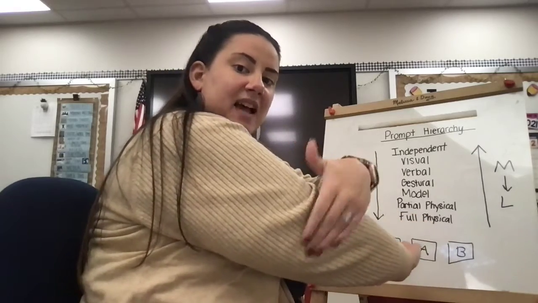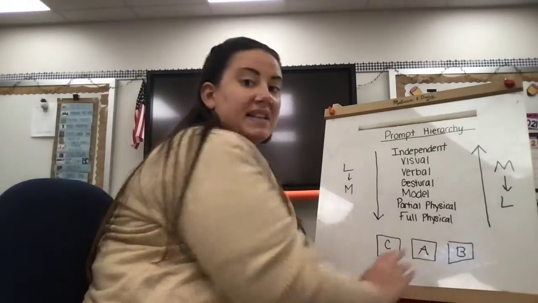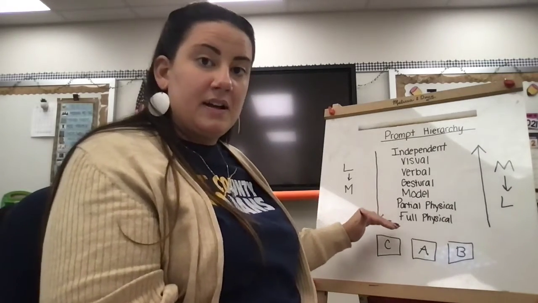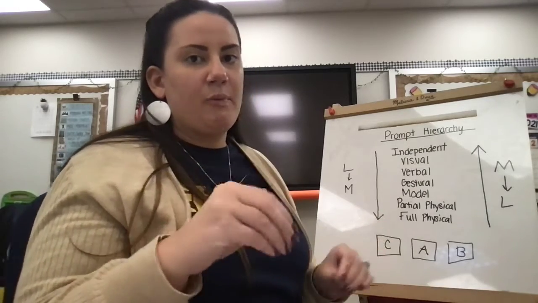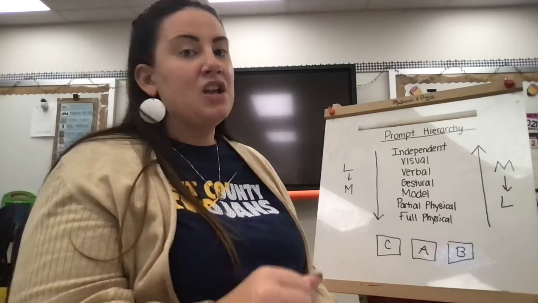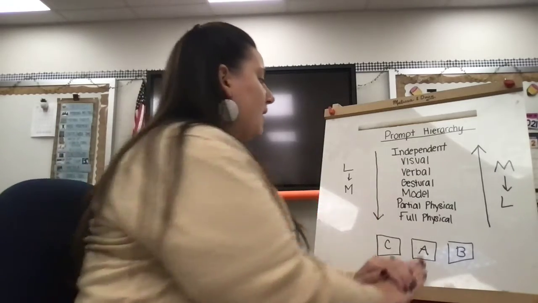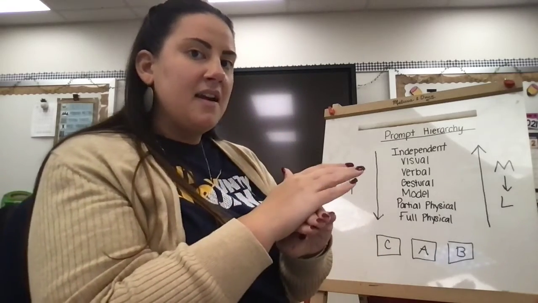And that tap of the letter on their arm for their hands to reach forward, that's a partial physical assistance. Full physical is exactly what that means. You are fully physically helping the child to complete the task. So if you want them to pick up the letter A, you are going to hand over hand pick up the letter A. There's also some hand under hand.